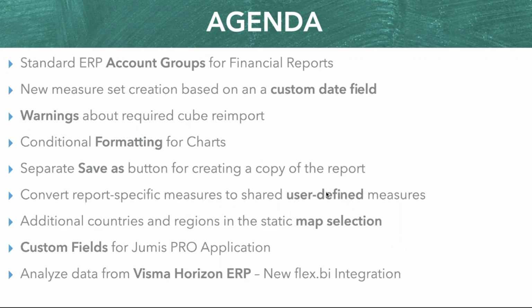We will talk about user-defined measures. I'll mention map selection, and after that, we'll talk about custom fields for Jumis Pro application. So this is some other application outside of Hansa or one of our other integrations. And then we'll talk about Visma Horizon ERP integration as well. So how does that all tie together?